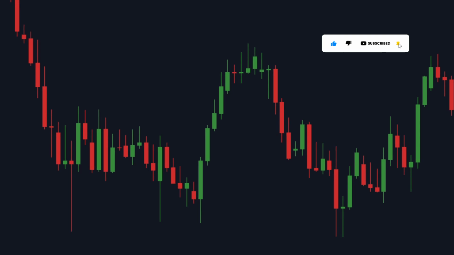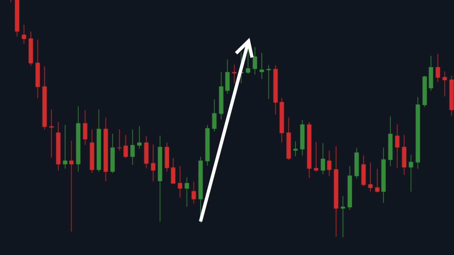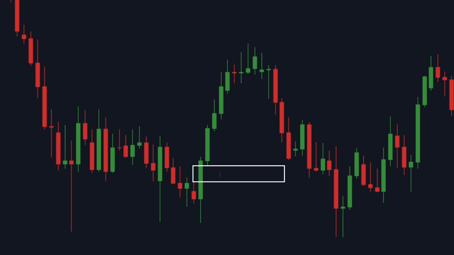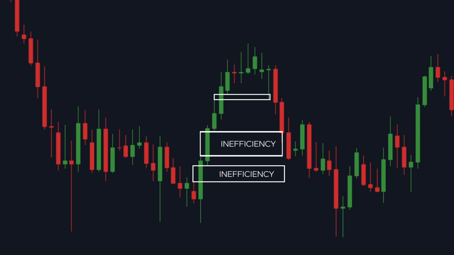Now the market wants efficient price action. The market wants price to be efficient. So, when we have big candles like this, a big impulsive move, we have gaps in between these wicks, and this is what we would call inefficiency. Now, if I just mark it up, so you can see it, we have inefficiency there. We also have inefficiency between that candle and this candle, and we have a small portion of inefficiency just up here.